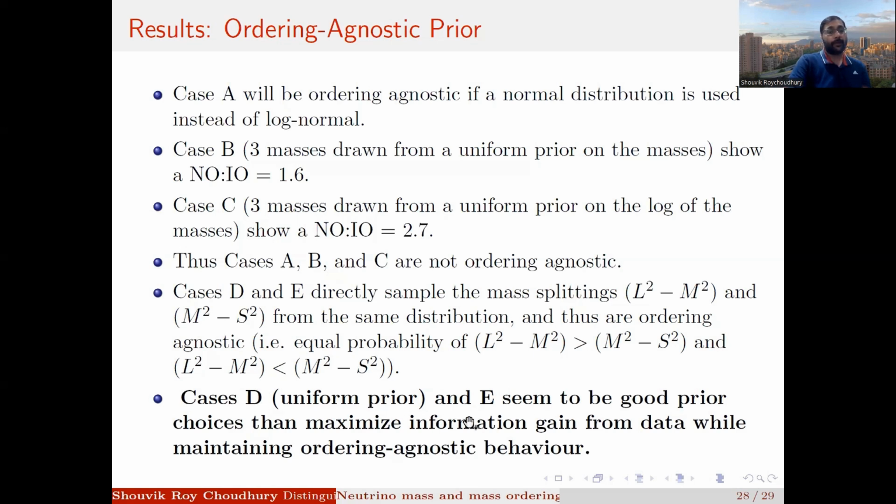So case D, uniform prior, and case E seem to be good prior choices that maximize information gain from data while maintaining ordering agnostic behavior.